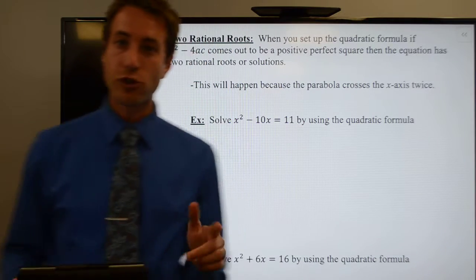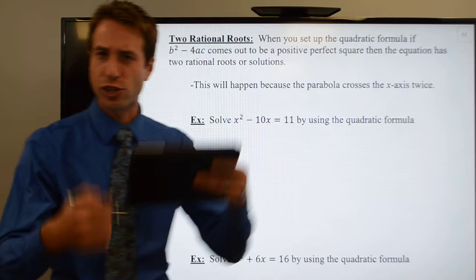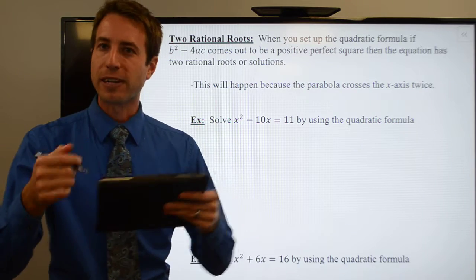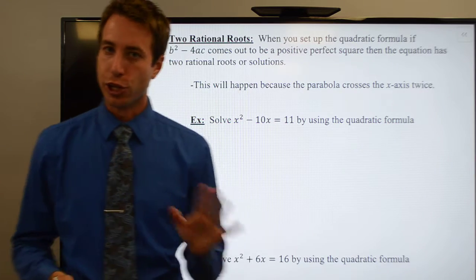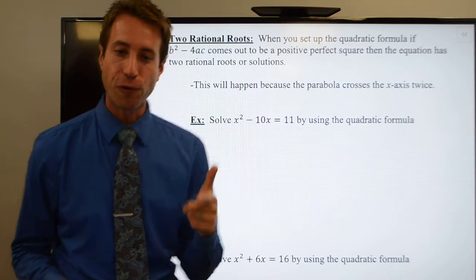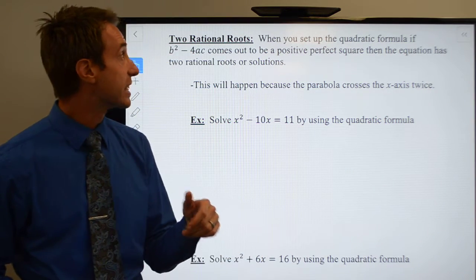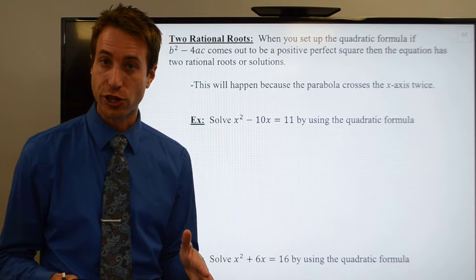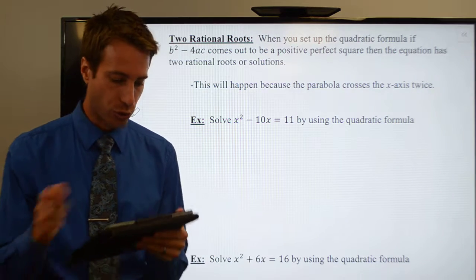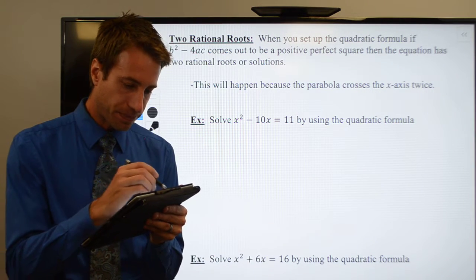Alright guys, welcome to this page of the notes. What we're going to do here is start to work our way through the different kinds of problems you're going to run into when using the quadratic formula. And the first one we're going to take a look at is getting two rational roots. So here's the way it's going to work.